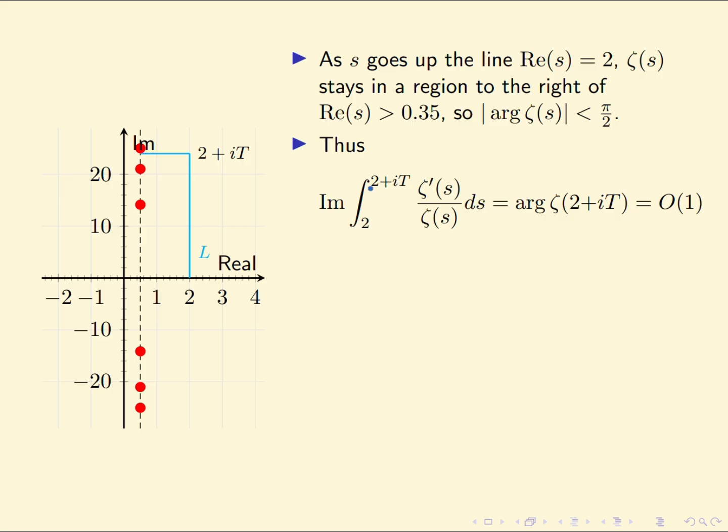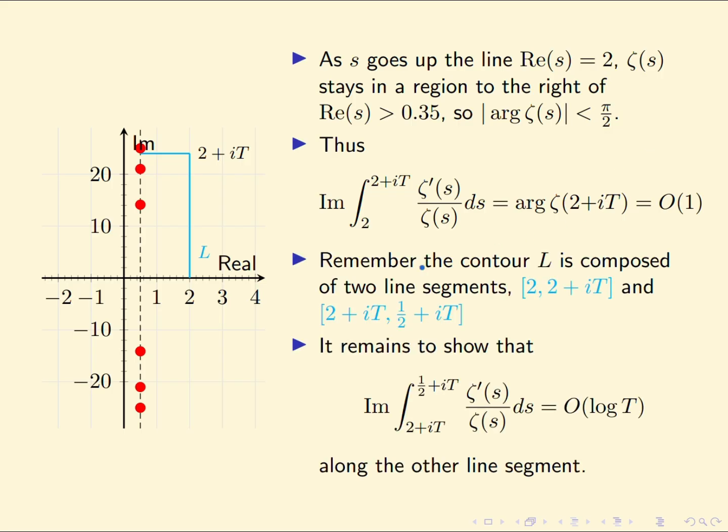And therefore this integral, the imaginary part of this thing, is just the arg of zeta of 2 plus it. And since it doesn't wind around, this is just O of 1. So it does not depend on how high t is. I can make t as large as I want, but this integral is still bounded between negative pi over 2 and pi over 2.